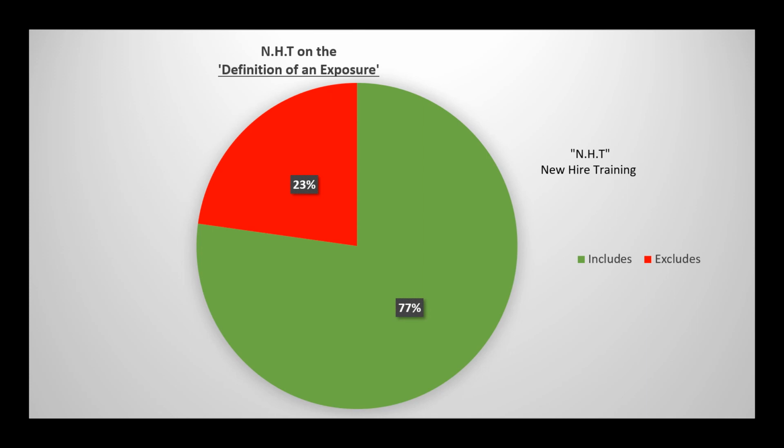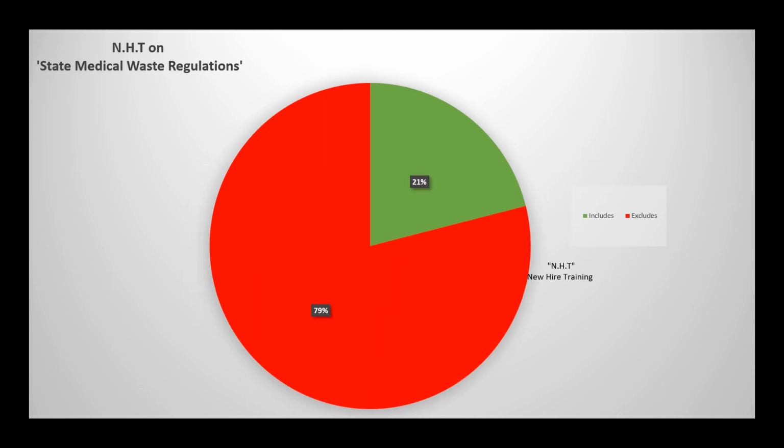So what about definition of exposure? 77% said it is included, and 23% said it is not. That is key to bloodborne pathogen and airborne and droplet transmission training, is to know what constitutes an exposure and what is not an exposure. Questions would be asked by inspectors with regard to this.